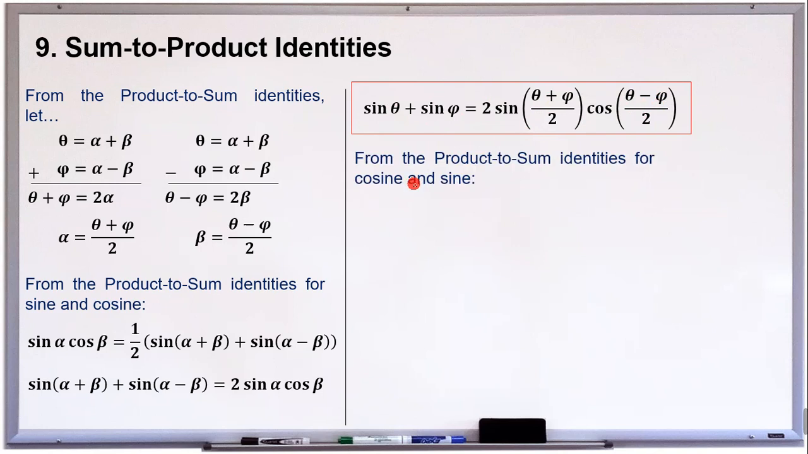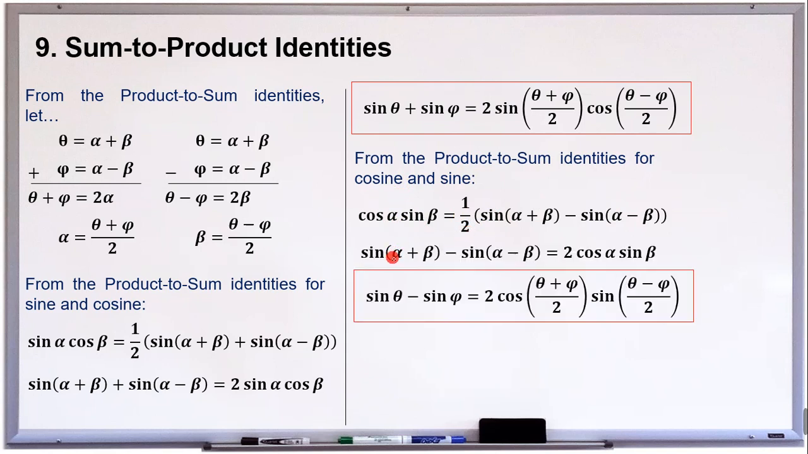Next, we'll proceed to the product to sum identity for cosine and sine. So we have cosine alpha sine beta is equal to this expression. Now substituting the expressions for alpha and beta. By the way, before that, in getting this equation, you are going to multiply 2 on this equation.